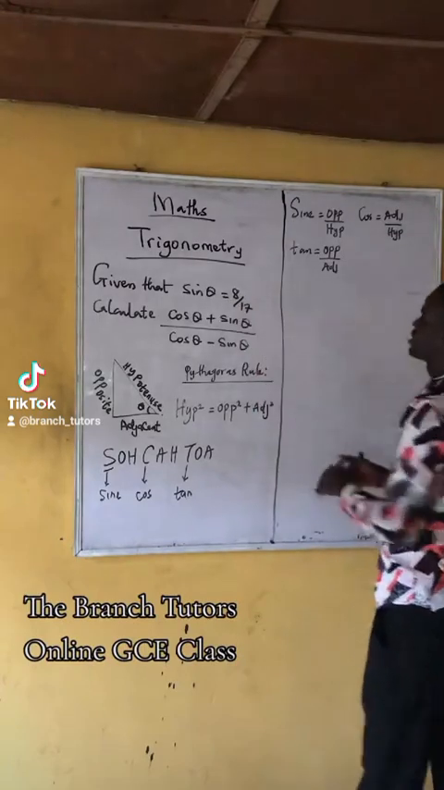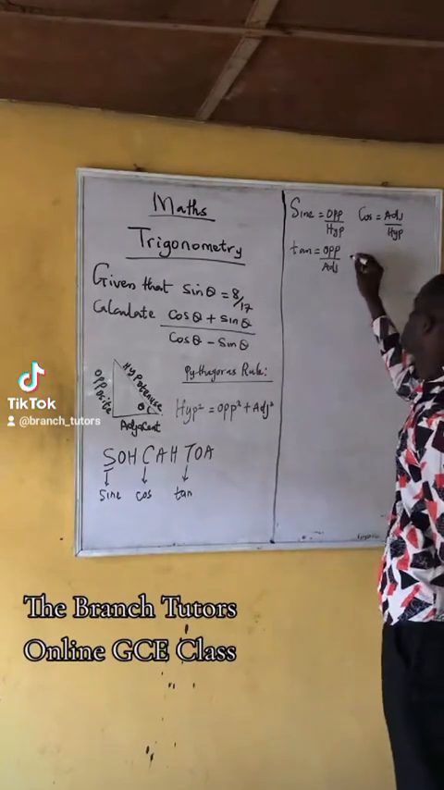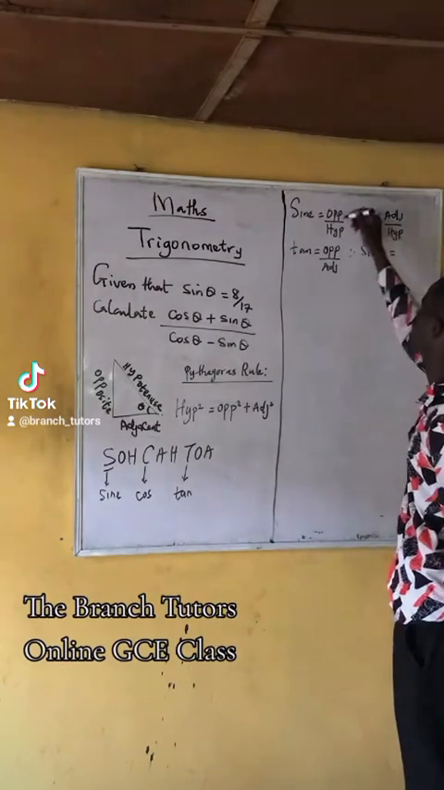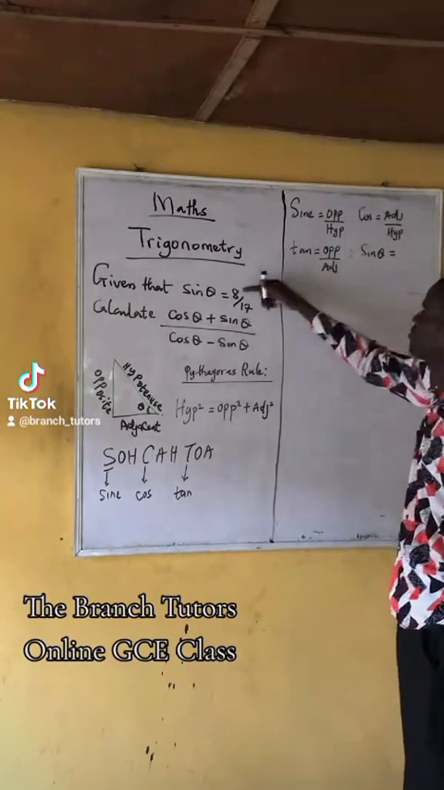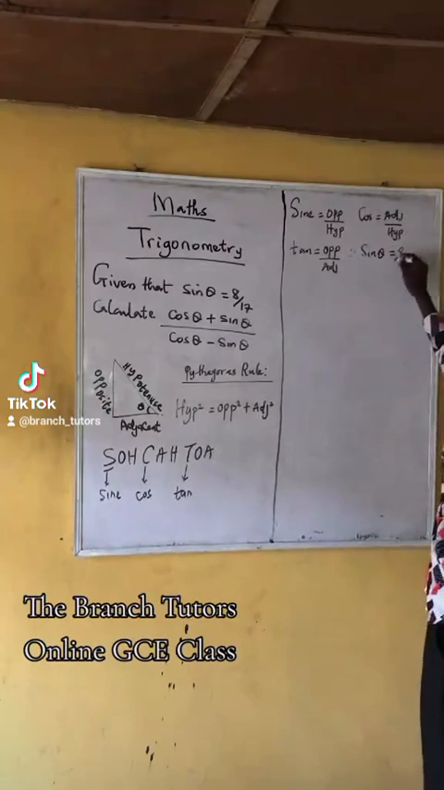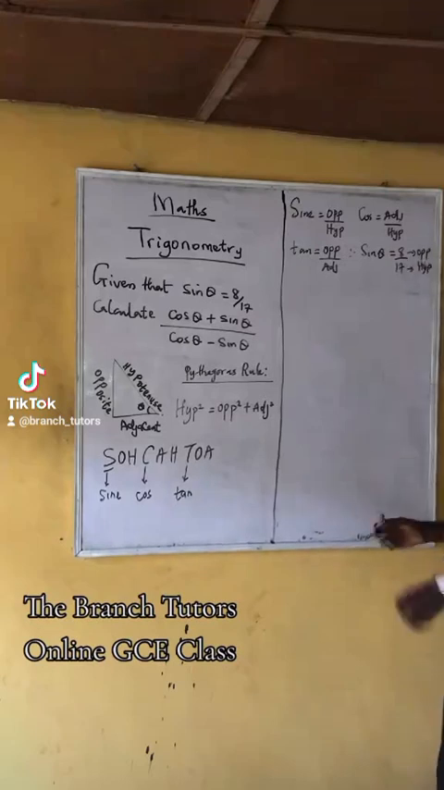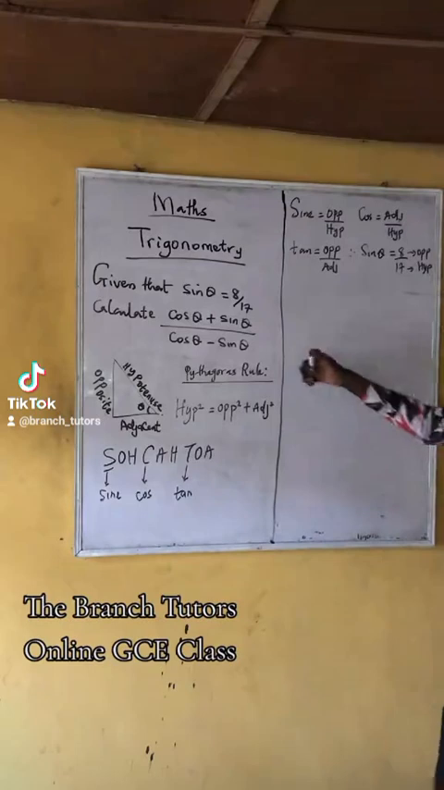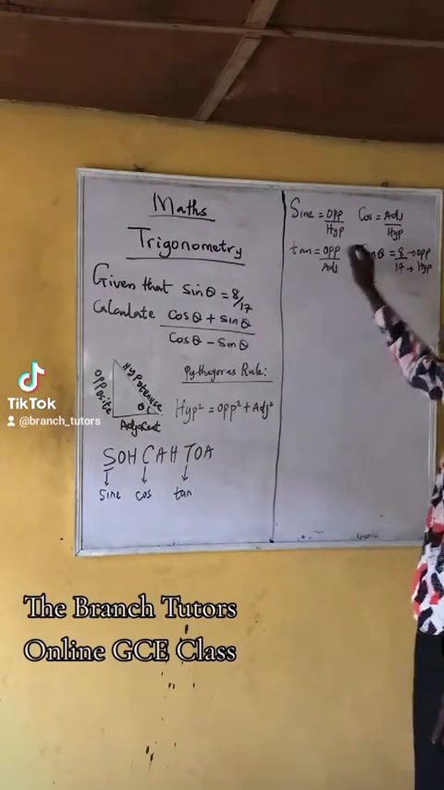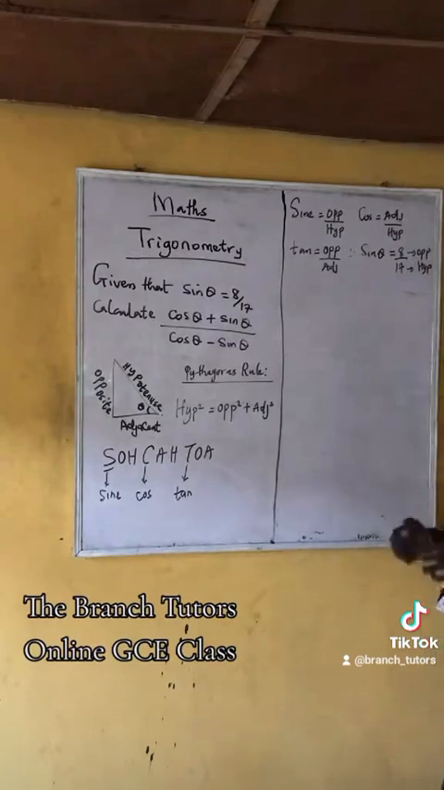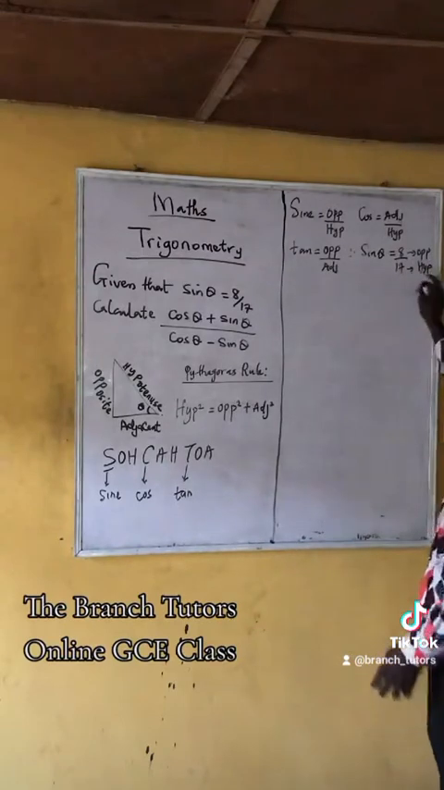Sine theta, since sine means opposite over hypotenuse, that means this 8 over 17: 8 is standing for the opposite, and 17 is the hypotenuse.